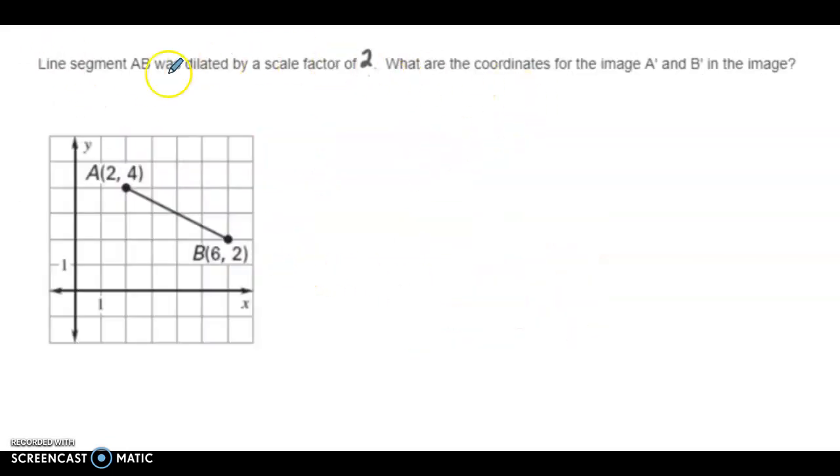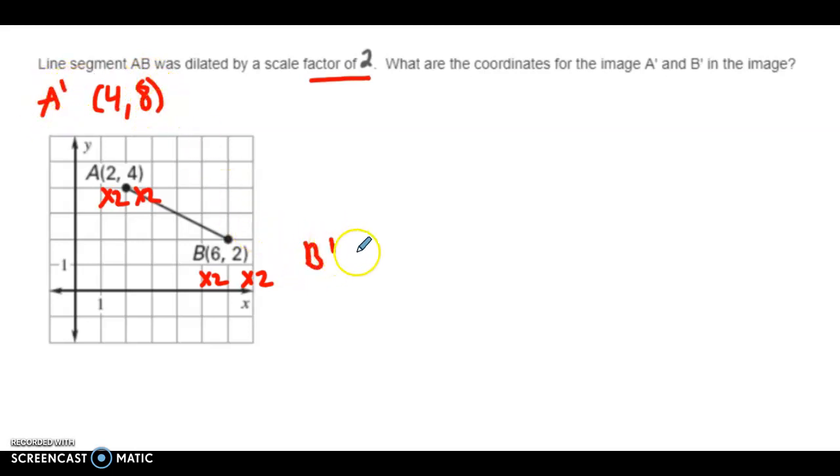All right, and then on this one, we have dilated the line by a scale factor of 2. So that means we want to make it 2 times bigger. What are the coordinates for the new ones? Okay, so I'm just going to go through and multiply everything by 2. So 2 times 2 would be 4. 4 times 2 would be 8. That would be my new A prime. And then for my new B prime, 6 times 2 is 12, and 2 times 2 is 4. Those are the new coordinates.